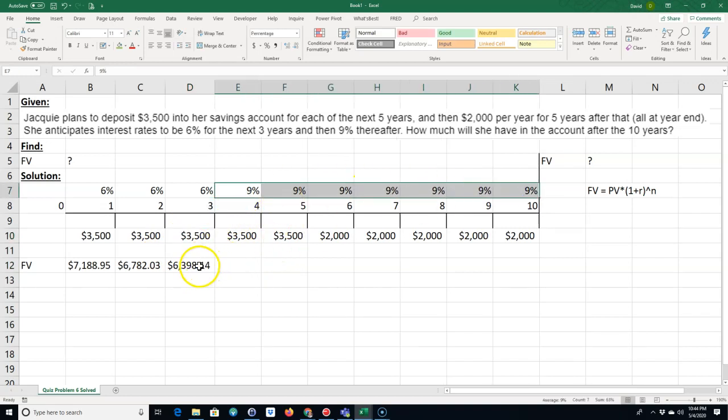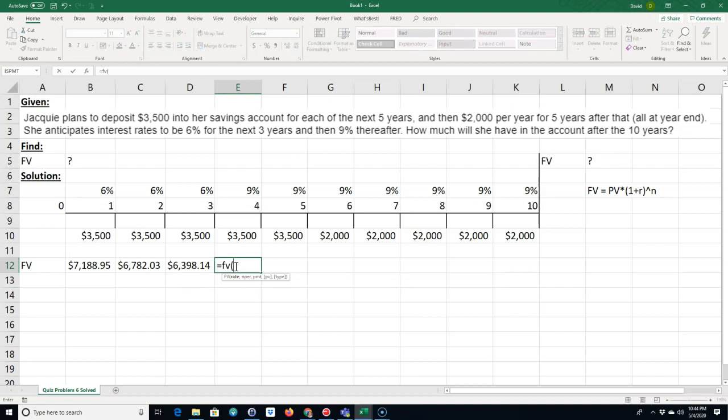Okay. So that's how much this 3,500 would get. Now that one, actually, I could have used a simple future value formula, couldn't I? All right. And I could probably do it here. I could go equals future value. Oops. Future value. Let's do it again. Equals the future value of, well, this is the rate. The number of periods for this one is this.